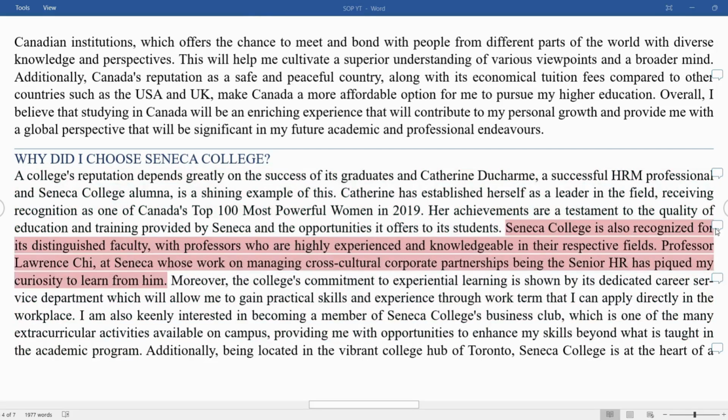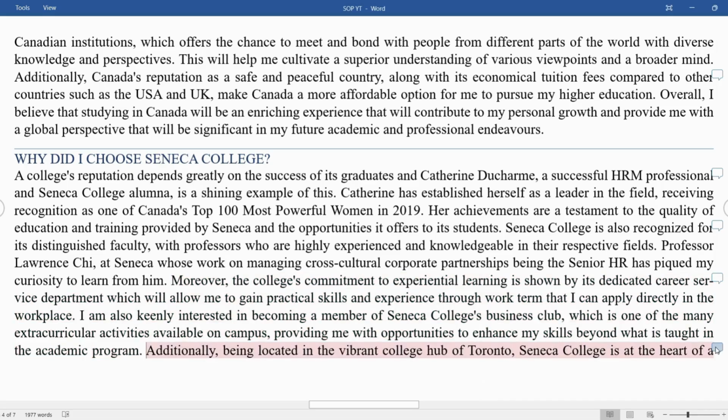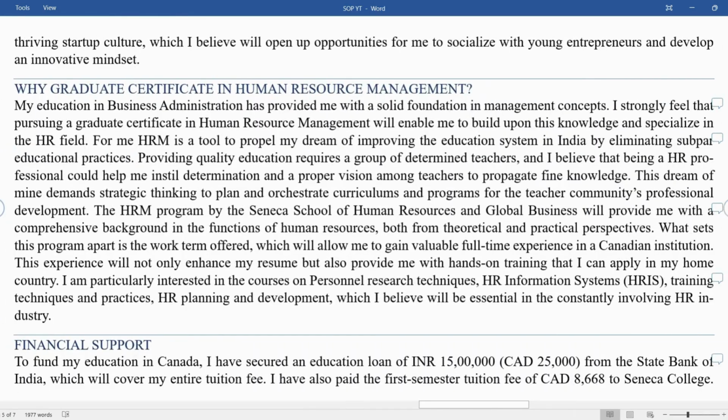Okay. After saying that, you can talk about the faculty. Again, research about the faculty in the college you're going to and write a little bit about them if you can. Finally, I wrote the support which the college provides in general to all its students. And finally, I wrote a little bit about the location of Seneca, how it is in a central location, so it will be helpful for me. So think about all the reasons which you can find on why you chose the college.